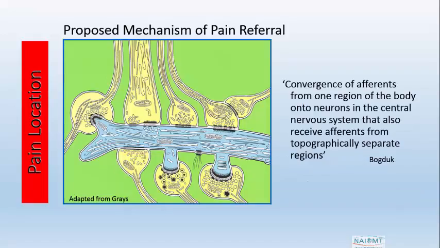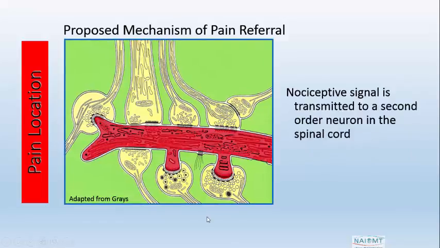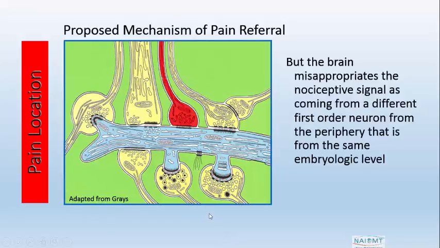The proposed mechanism for pain referral is a condition where multiple afferent fibers converge upon a single second-order neuron. When one of these afferents is activated by nociception, it triggers a response in the second-order neuron. The signal is sent up to the brain. However, the brain misperceives it as coming from a different afferent fiber than the one it actually came from. But that fiber is associated with a structure from the same embryologic level as the original fiber. This is somatic referred pain.